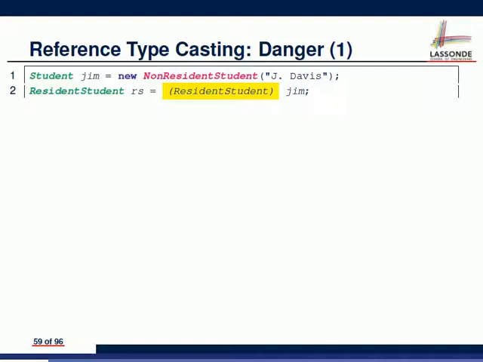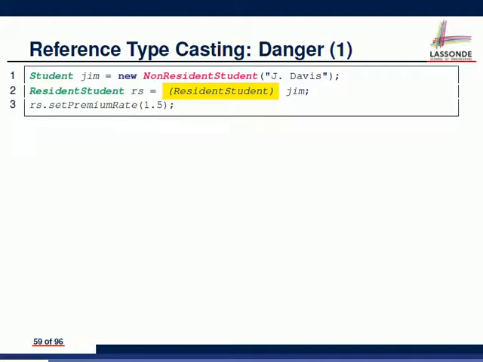Nothing so interesting. But now we say rs.setPremiumRates, right? And now when we say rs.setPremiumRates, think about this. RS is pointing to what kind of object at the moment? What's the dynamic type for RS? NonResidentStudents. Does NonResidentStudents have the premium rate attributes? No, it doesn't. However, things compile. So you can trick the compiler quite easily.